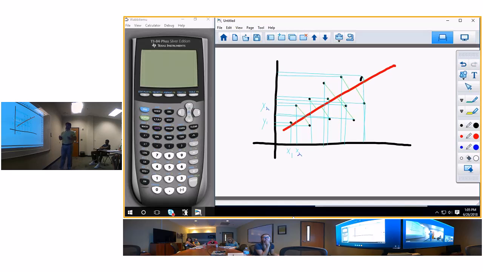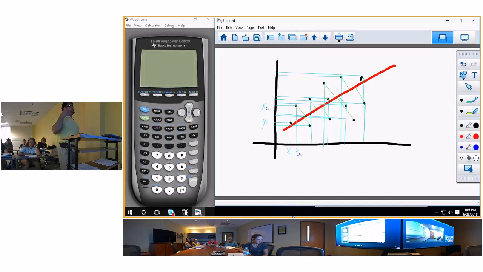Usually, and Miss Grant can testify to this, Mr. Tucker can testify to this, when I think there's something important that you should know to do by hand, I'll make you do it by hand, and then I'll show you on a calculator how to do it, don't I? Okay? If it's important.